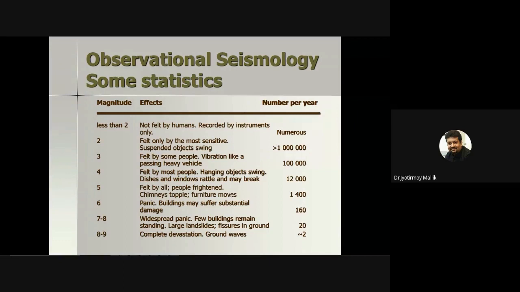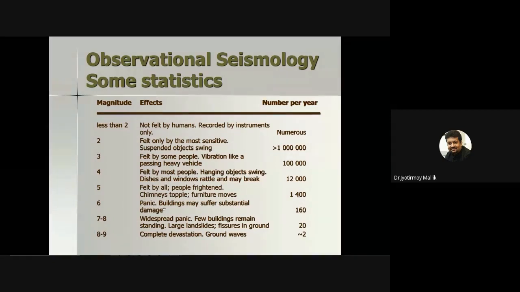Magnitude 2 happens in huge numbers per year, about 1 into 10 to the power 6. Magnitude 3 is felt by some people, like the vibration of a passing vehicle, and happens around 100,000 times per year. Magnitude 4 is felt by most people, hanging objects swing, dishes and windows rattle and may break, around 12,000 per year. Magnitude 5 is felt by all. People are frightened, chimneys topple, furniture moves, around 1,400 per year.